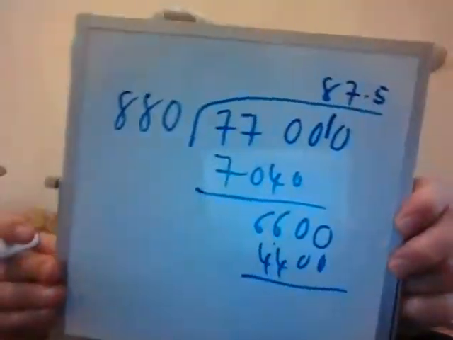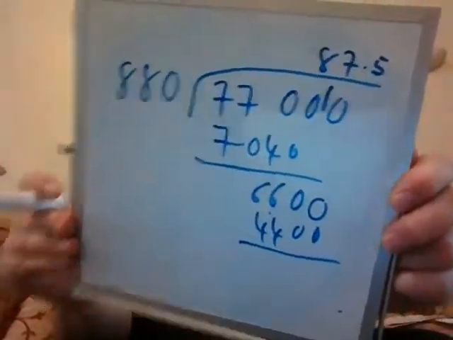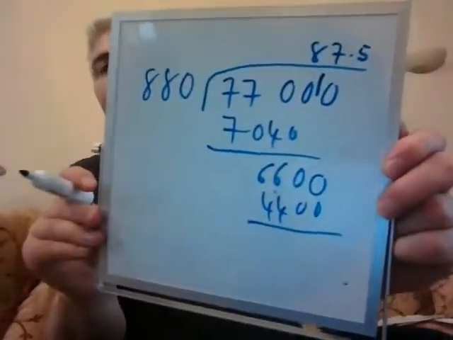And then, so originally the question was 77,000 divide that by 880. Thank you for looking at that anyway, thanks.